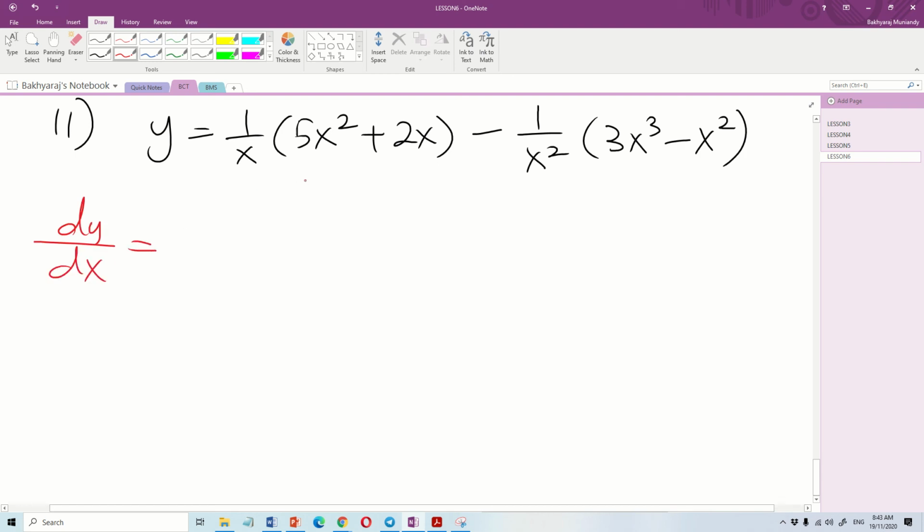dy dx sama dengan dapat 2. Dapat 2 saja. Okey. Negatif 5 plus 2. 4x power of negative 5. Power of plus 2. Macam ni. Okey. Okey, ada lagi jawapan lain?